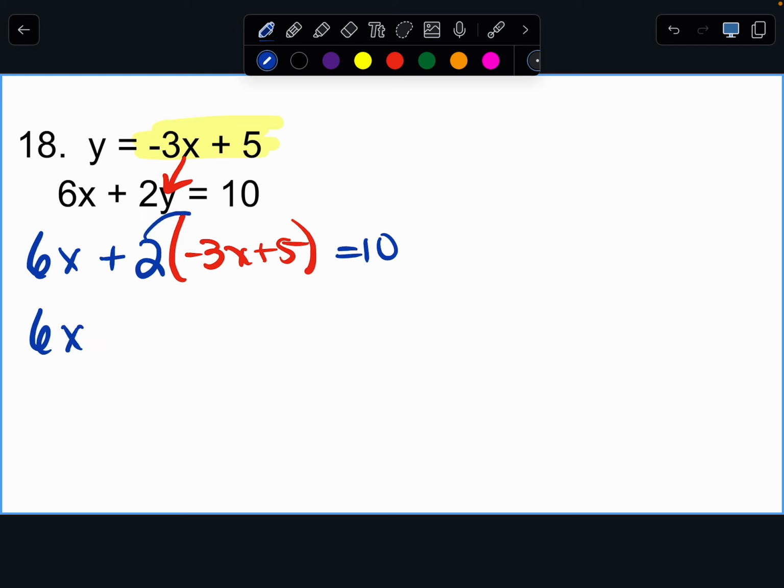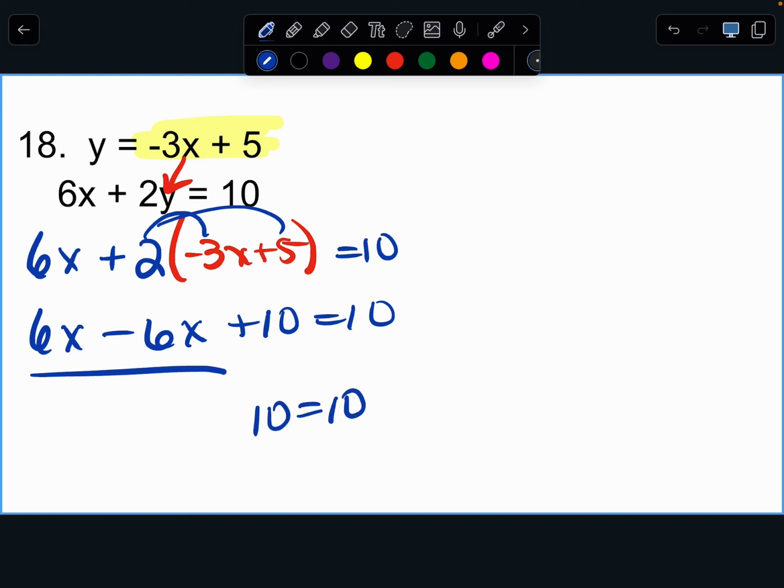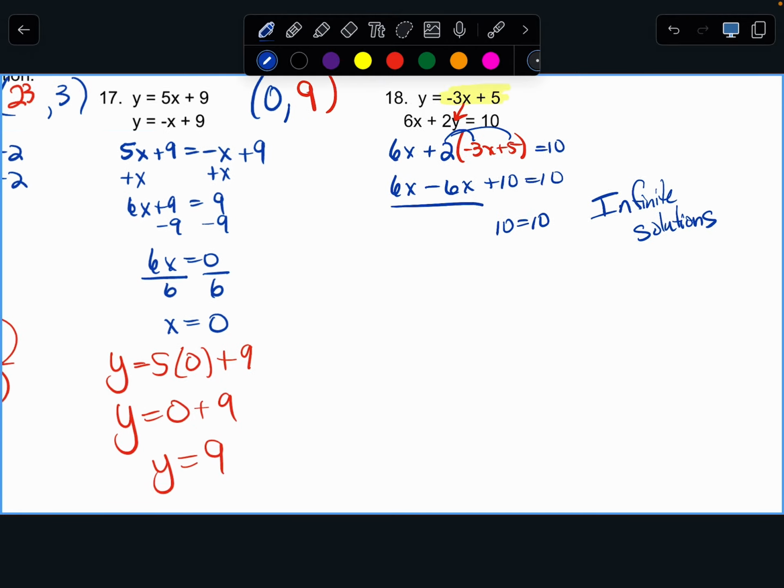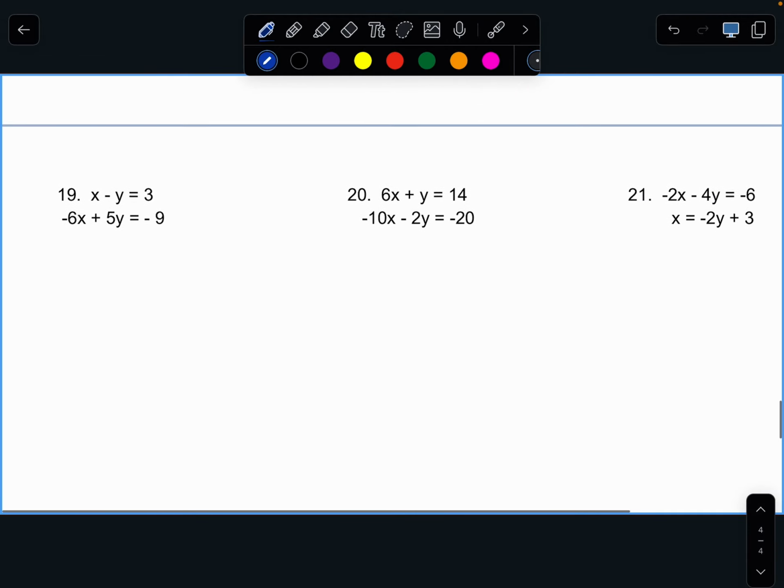6x, I take this and I multiply it through. I get negative 6x plus 10 equals 10. These two right here become 0. So I have 10 equals 10. So this is an infinite number of solutions, or infinitely many solutions. This next one.